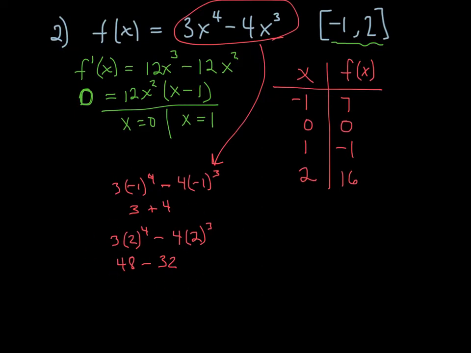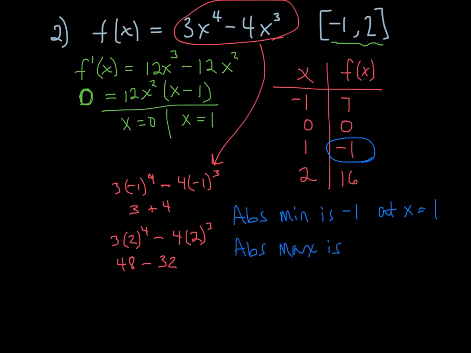All right, so once I have those, I am ready to make my conclusion. Once again, I'm looking for the absolute maximum and the absolute minimum. So I would be able to say that my absolute minimum, my absolute lowest y value here, is negative 1 at x equals 1. And I would be able to say that my absolute maximum is 16 at x equals 2.